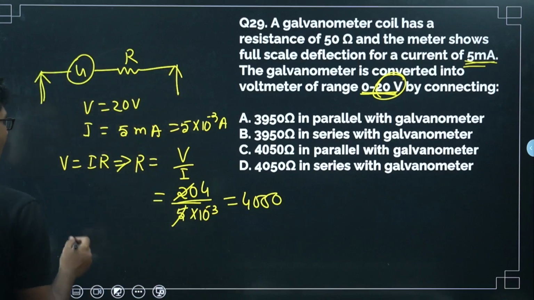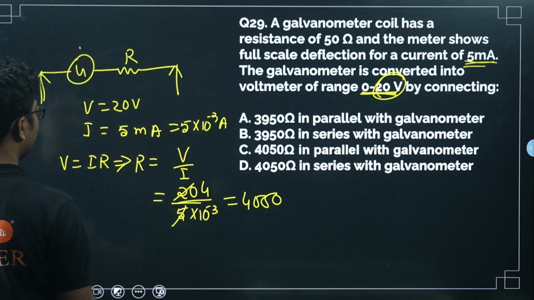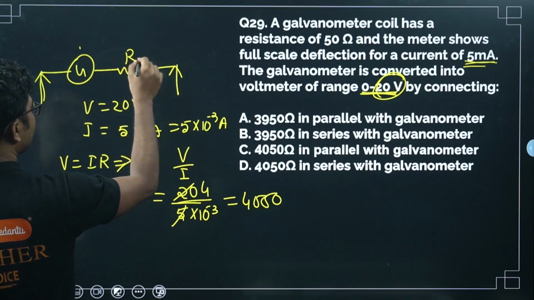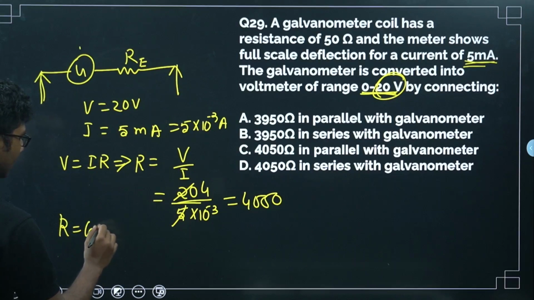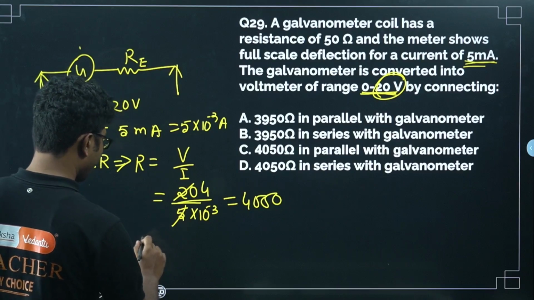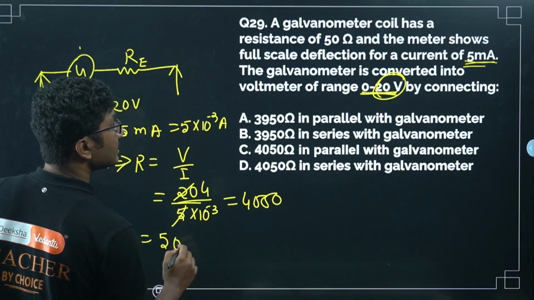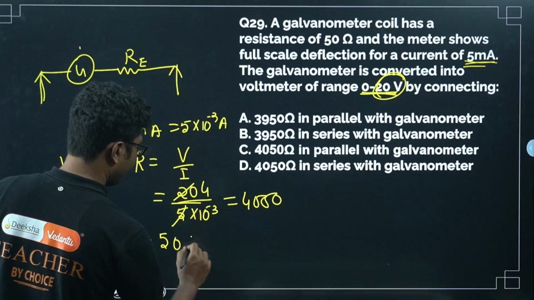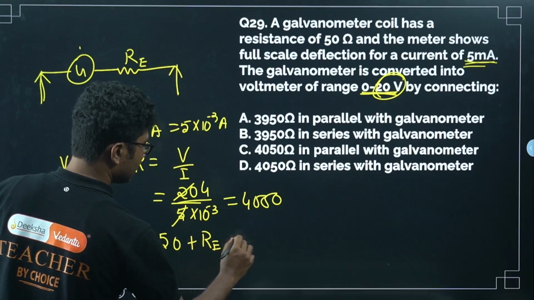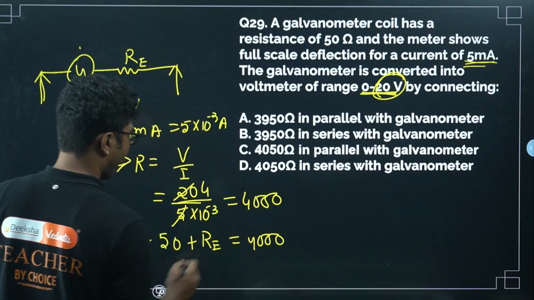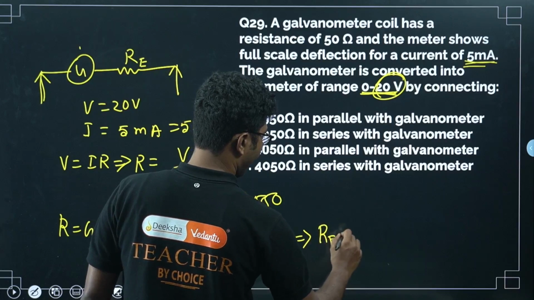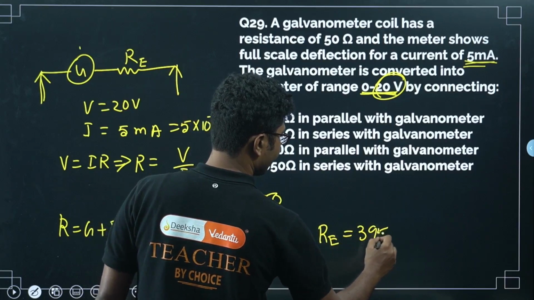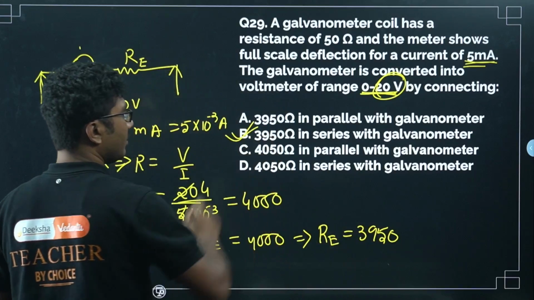Now out of this R, already G is included, right? So suppose this is R external, I am saying. So R is basically G plus R external. G is already included, G is 50. So 50 plus R external is 4000. So R external will be 3950. So 3950 in series.